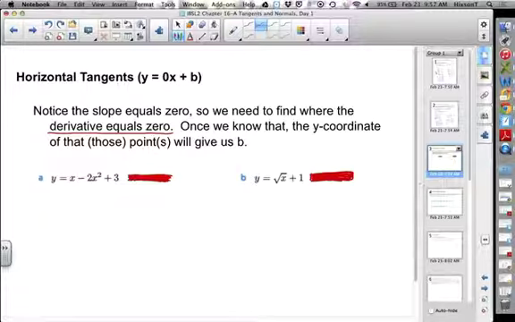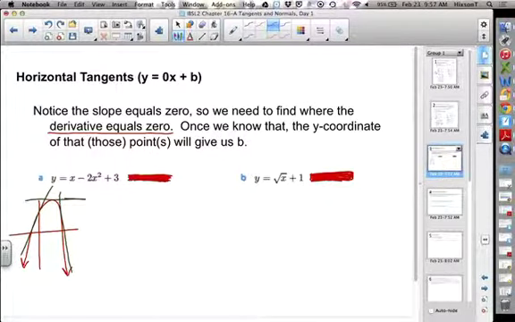But let me ask you something. On this parabola that we've been dealing with, where are we going to have a tangent line that's horizontal? Yeah, it's going to be at the maximum. Over here, it's going to be going uphill. Over here, it's going to be going downhill. But right at the maximum, we're going to have that horizontal tangent line.